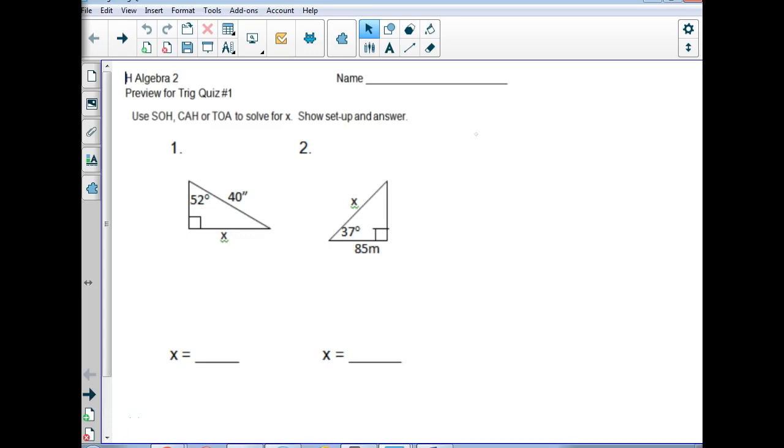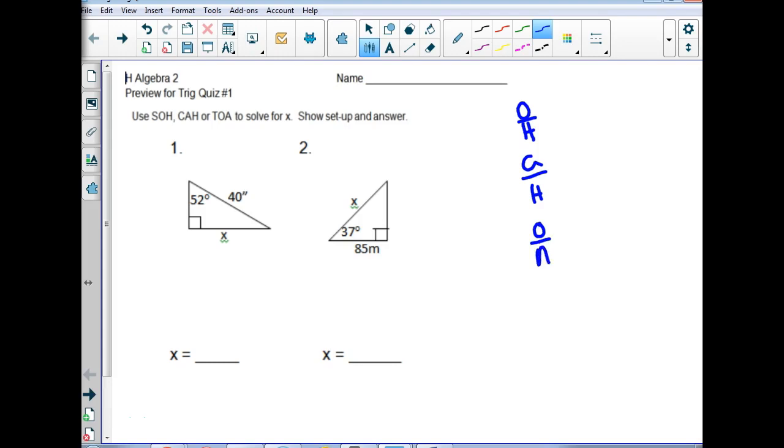Okay, this is the Honors Algebra 2 quiz preview for Trig quiz number 1. I don't really use SOHCAHTOA, so if you know that already from the past, that's fine. What I use is "Oscar has a heap of apples."